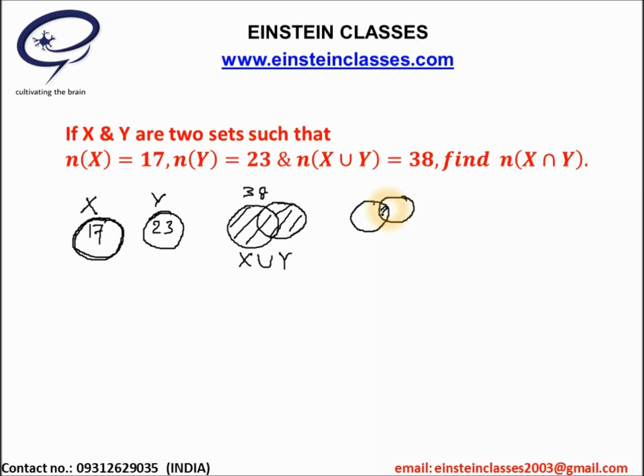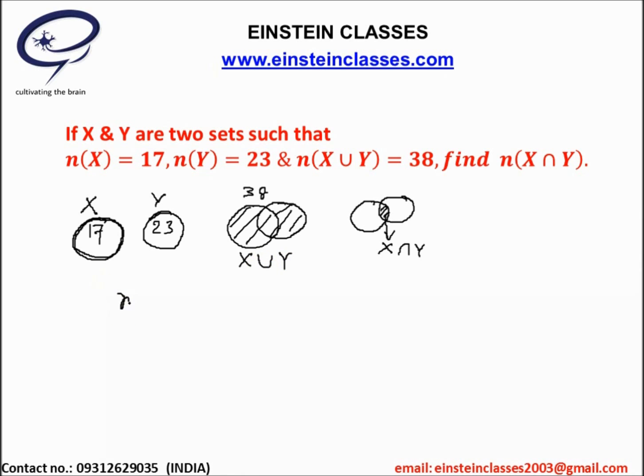We have to calculate the total number of elements in this. This one is X intersection Y, and we have to calculate the number of elements in this. The number of elements in the set X union Y equals 38. The total number of elements in X union Y will be equal to the total number of elements in the set X plus the total number of elements in the set Y. But what you can observe is that this part has been counted twice, and hence from the sum of the number of elements of X and the number of elements in Y, this part will be subtracted to get the total number of elements of X union Y.